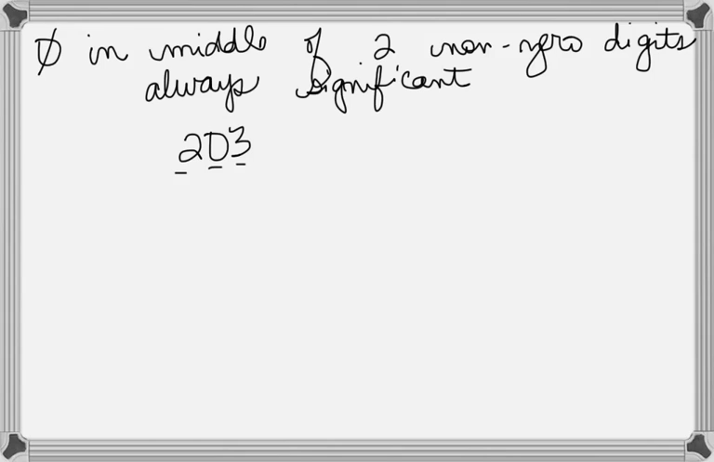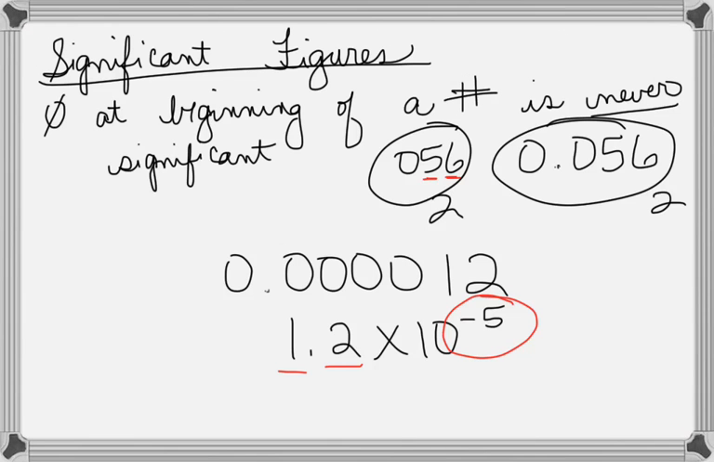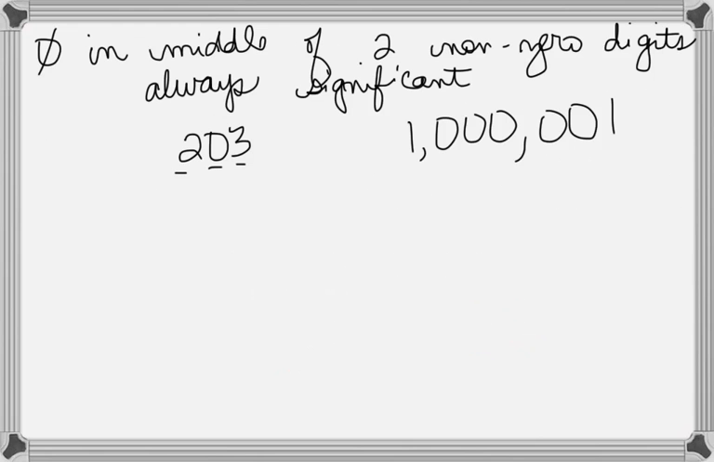And it doesn't matter how many zeros fall in the middle, y'all. So if I wrote 1,000,000,001, how many sig figs are in that number? 7. Okay, it doesn't matter how many zeros fall in between. They're all significant if they're in the middle. So, at the beginning, never. In the middle, always. Where's the other place you can have zeros?